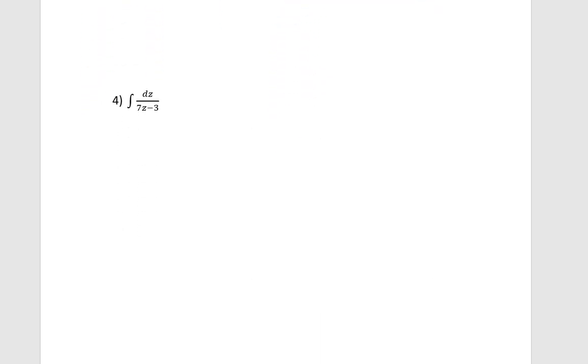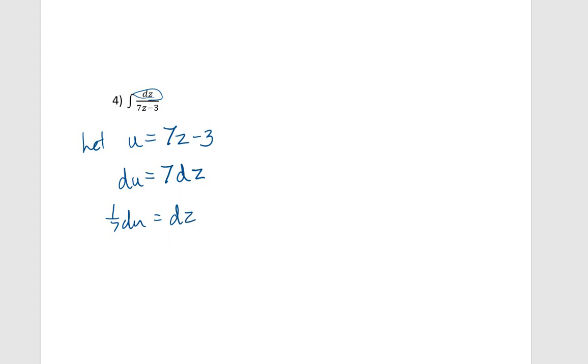Now, on this next one, again, I only have the bottom part, so I'm going to let that equal my u. So then I'm going to have du equals 7 dz. Now here's the issue. I don't have a 7 dz, I just have a dz, so I need to divide both sides by 7. And now I'm ready to do some substitutions. So this is going to become 1 over 7 du, because that's equal to dz, divided by 7z minus 3, that's equal to u.